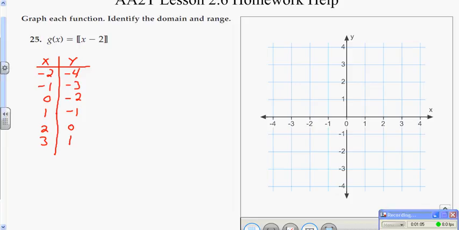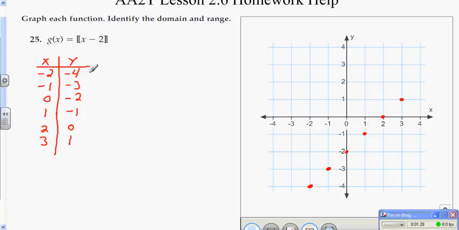If we plug -2 in, we said we get -4. Plug in -1, we get -3. Plug in 0, we get -2. Plug in 1, we get -1, and so on. So we get a pattern like this. But the question really is, what do we get if we plug in decimals?